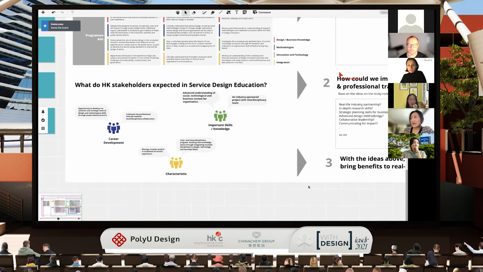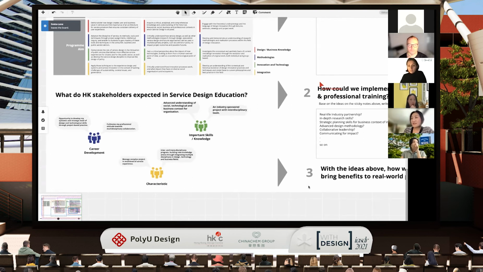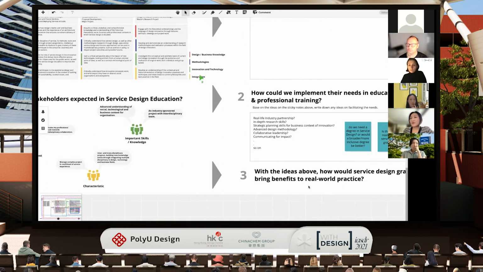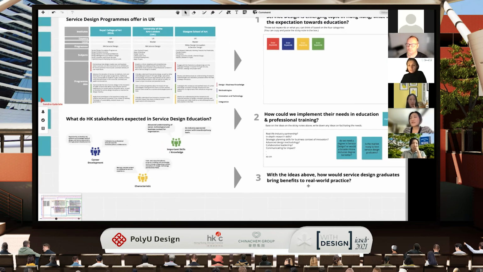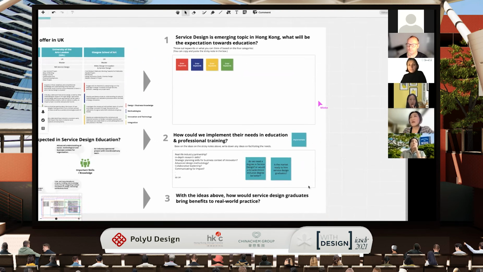They want to actually explore what the real practice in the world is, rather than only studying, or rather than just developing some kind of project. They want to work with the real stakeholders out there. So I think that this is quite an important need in the Hong Kong market.